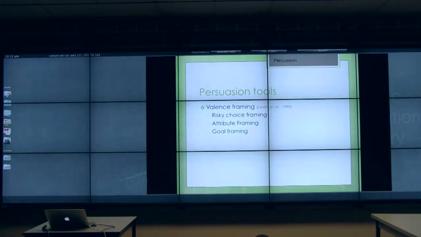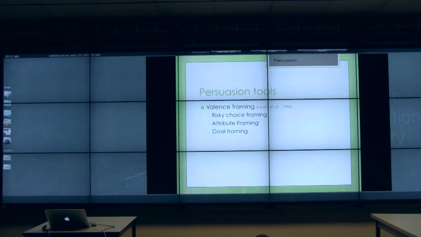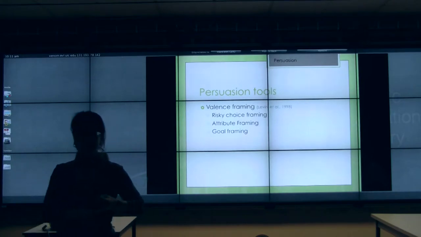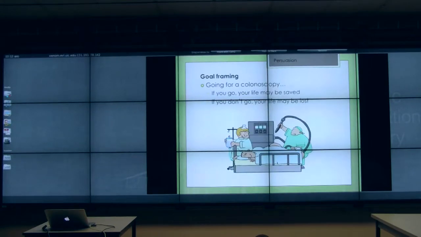And then the final type of valence framing is called goal framing. Goal framing, because both the loss and the gain frame have the same goal, but the stress is different. So the goal is the same: rest, self-examination, go and take a colonoscopy, go and take any other type of screenings, like a pap smear. The goal is the same, but you frame it differently. Let's see an example. If you go, your life might be saved. If you don't go, your life might be lost. The goal is the same, to save the life, but you frame it differently.